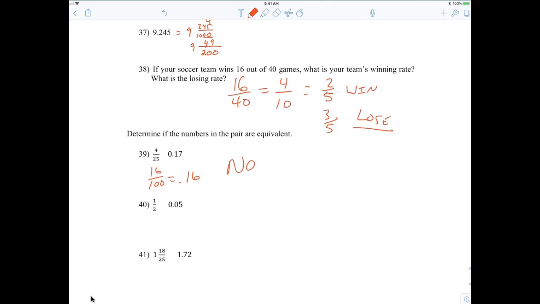All right, so 1/2 and 0.05. Most people make a mistake on that, Bradley. Are those the same? 1/2 is what decimal? Right, 0.5. See how they're tricking you, right? So you got to be careful. 1/2 is 0.5. 0.5 is not the same as 0.05.